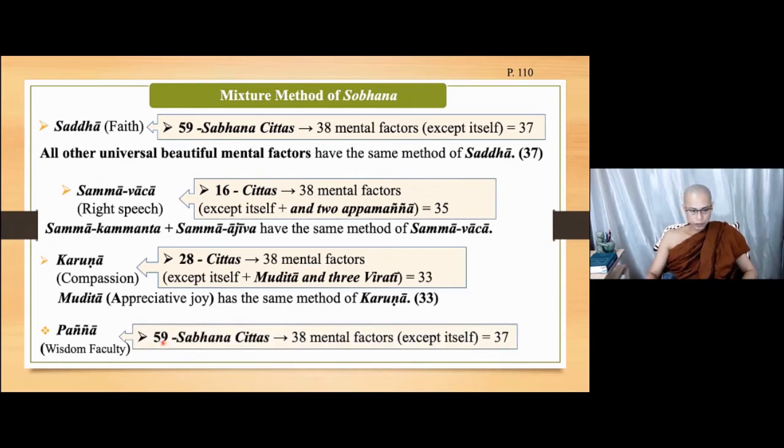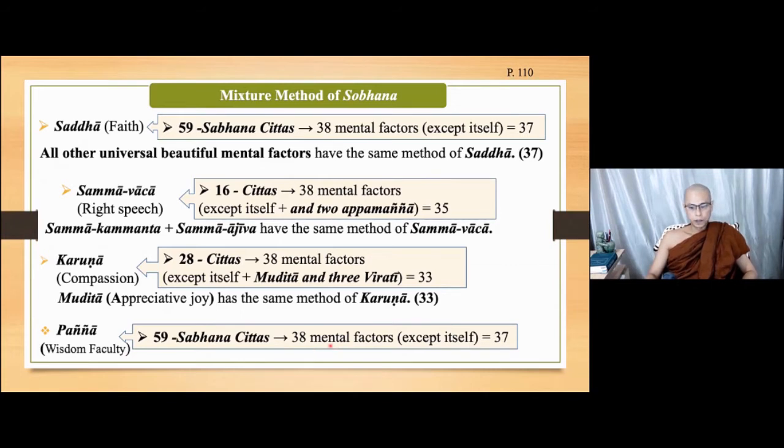Wisdom faculty can arise with the 59 sobhana citta. Oh, sorry, it should be 47. Sorry, here 47 jnana sampayutta. 47 jnana sampayutta, it should be. We need to make a correction here.